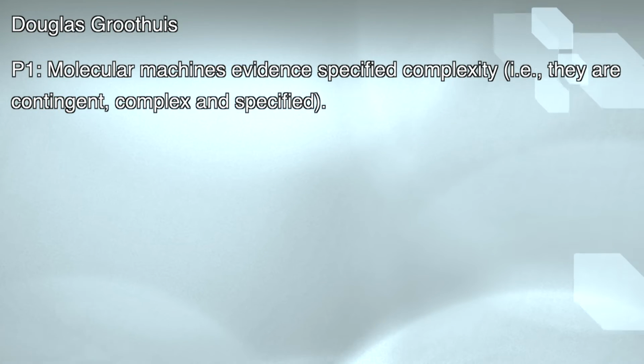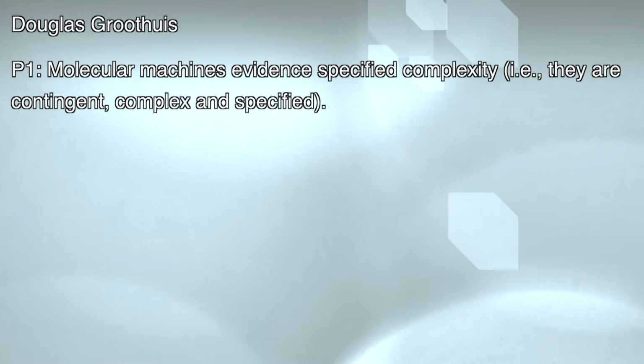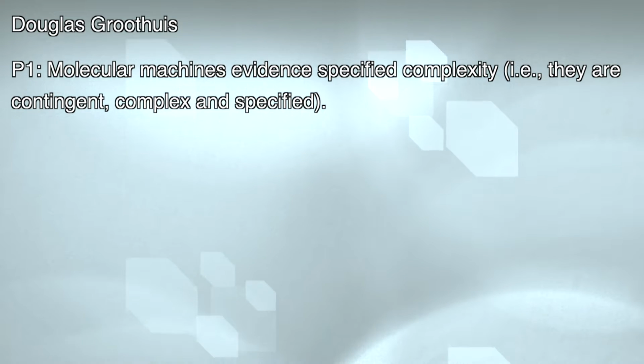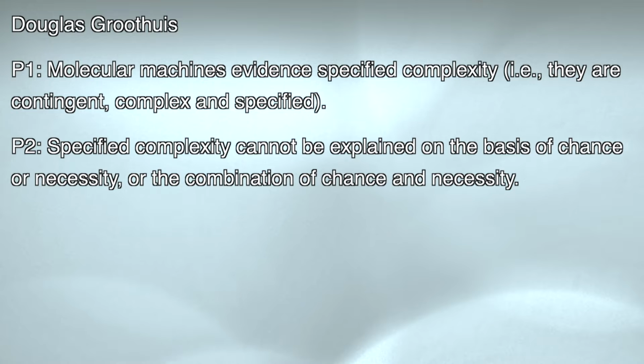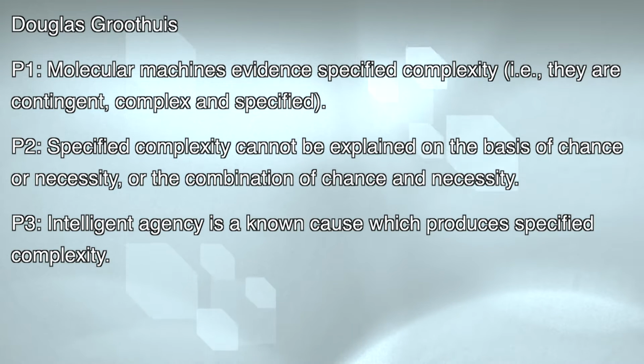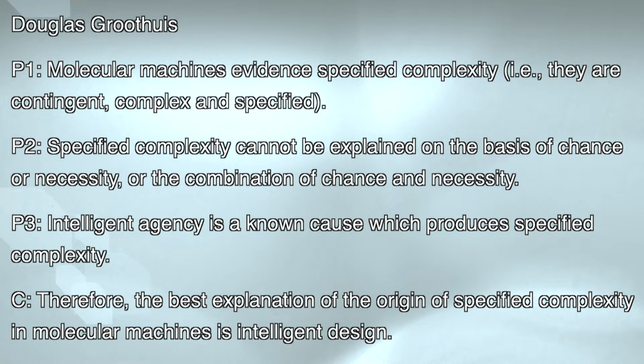Premise 1. Molecular machines evidence specified complexity, i.e. they are contingent, complex, and specified. Premise 2. Specified complexity cannot be explained on the basis of chance or necessity, or the combination of chance and necessity. Premise 3. Intelligent agency is a known cause which produces specified complexity. Conclusion. Therefore, the best explanation of the origin of specified complexity in molecular machines is intelligent design.